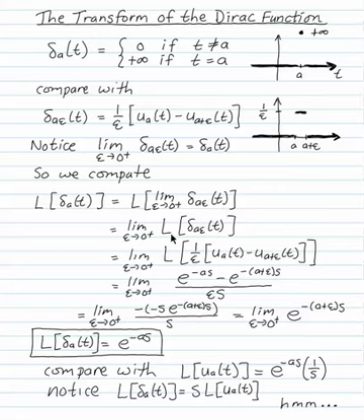Now, I should argue why I'm allowed to remove this limit from the process and say I'll take the limit of the Laplace transforms of these delta_(a,epsilon), because they're made out of Heaviside functions, and I know how to deal with Heaviside functions. The limit as epsilon goes to 0 from the right of 1 over epsilon times the Laplace transform of u_a of t minus u_(a+epsilon) of t. The Laplace transform of u_a of t is e to the minus as over s. That of u_(a+epsilon) of t is e to the minus (a plus epsilon)s over s. They both have common s in the denominator, so I'll combine those two fractions. And the 1 over epsilon out front puts an epsilon in the denominator.